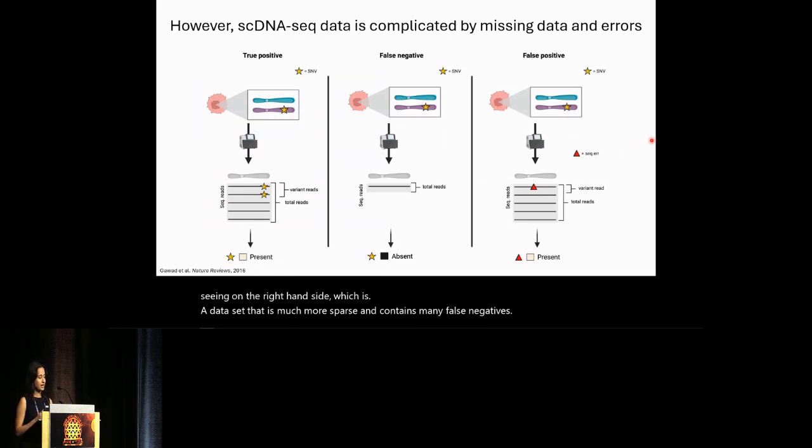But that's not all. We also have the problem of false positives, where you consider the same situation where you have the star variant present, but not only is it not observed, instead what we see is a sequencing error, so this red triangle, and this might cause us to erroneously infer the presence of this triangle SNV, where in fact there was just a wild type.